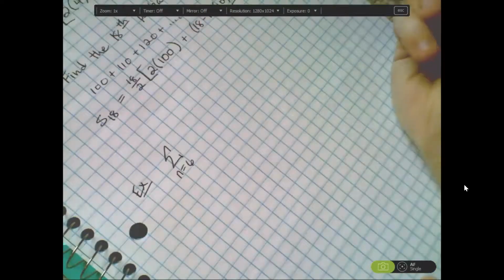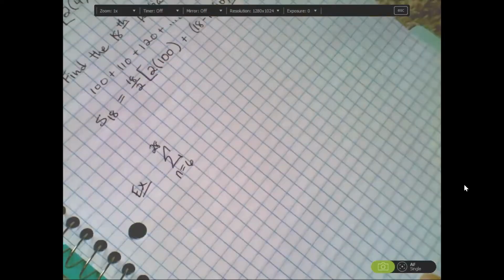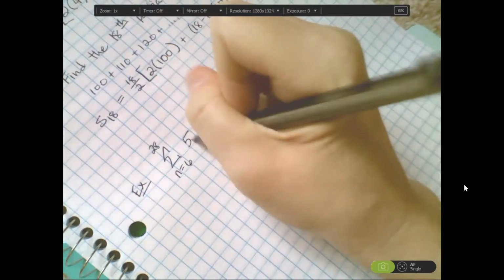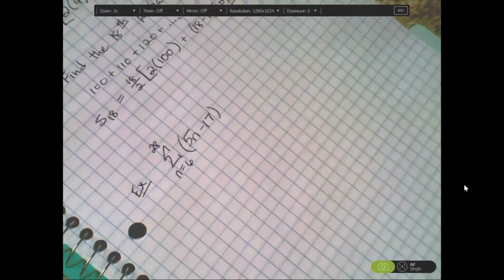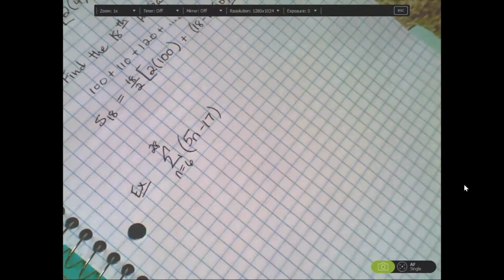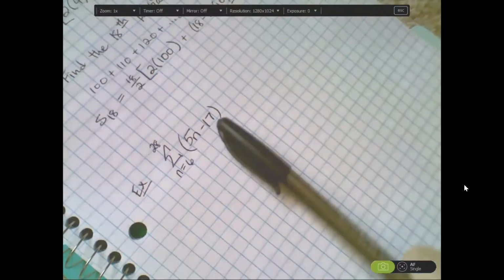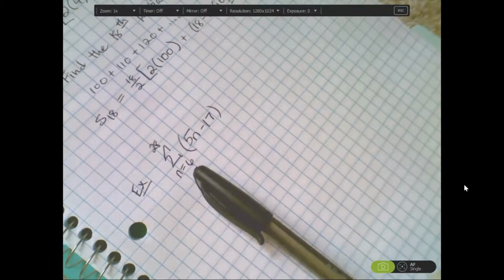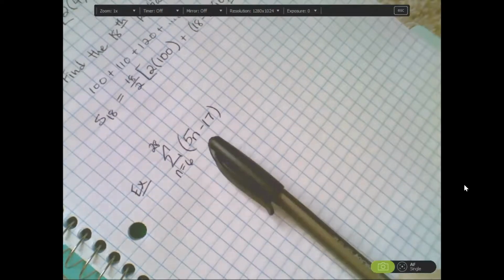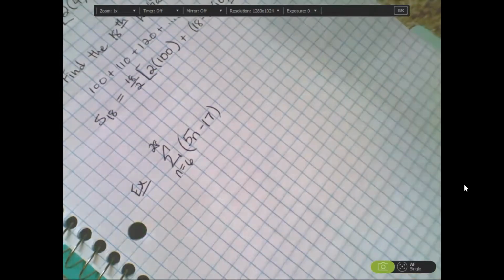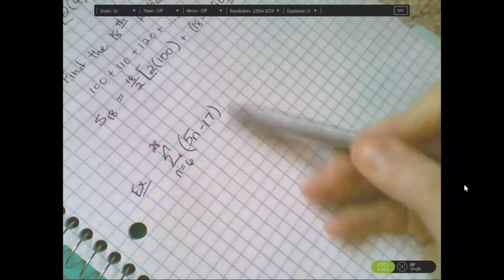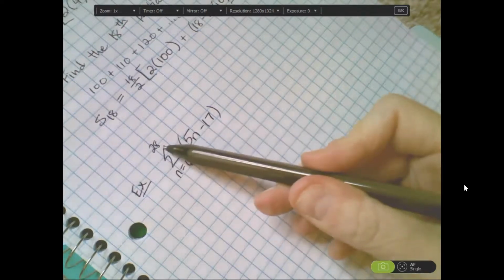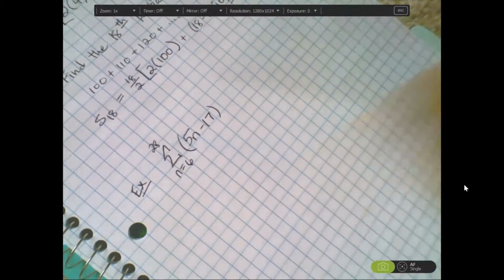We have our big sigma. We have n equals 6 on the bottom. We have 28, and then they might give us this rule, 5n minus 17. So remember, this is our rule for our series. This is the number that we start with when we start to plug things in for our n value. So I would start with 6, work that out, and then 7, then 8, then 9, then 10, all the way up to and including 28.